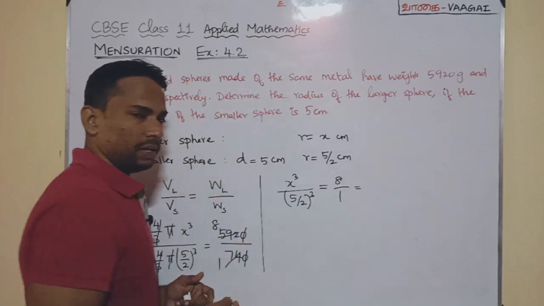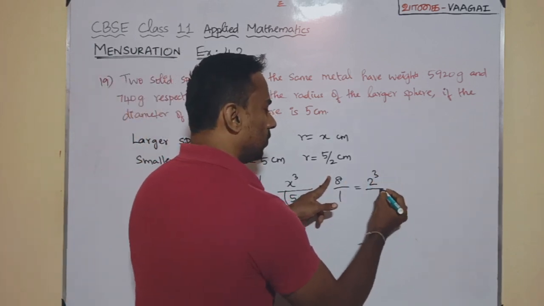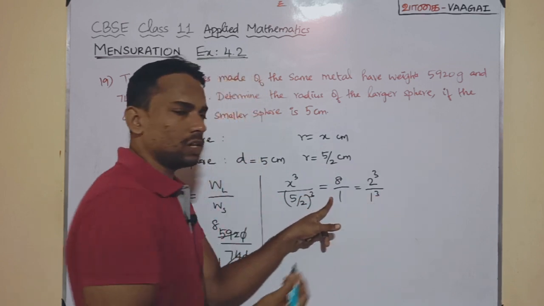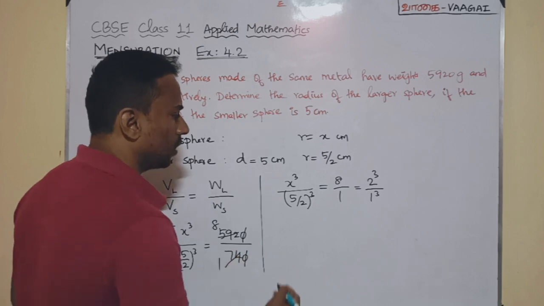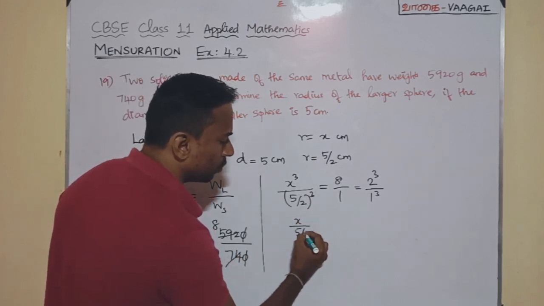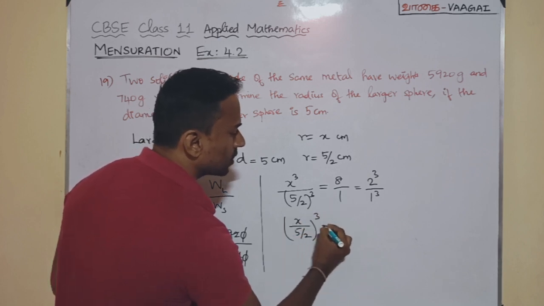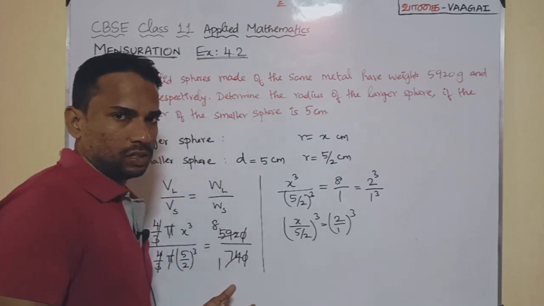So this 8 is nothing but 2 cube, divided by this 1, which is nothing but 1 cube. The reason why I am writing this is, both the sides I am expressing in terms of cubes. That's why. Okay. Now left hand side again you come here. I will have (x by 5 by 2) the whole cube is same as, right side I have (2 by 1) the whole cube. That's it. This is the simple idea.